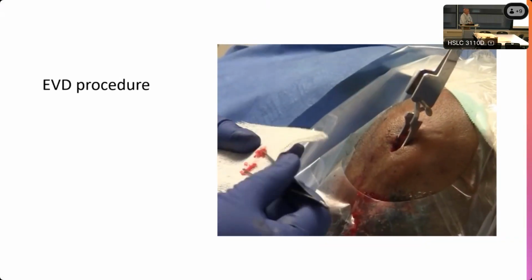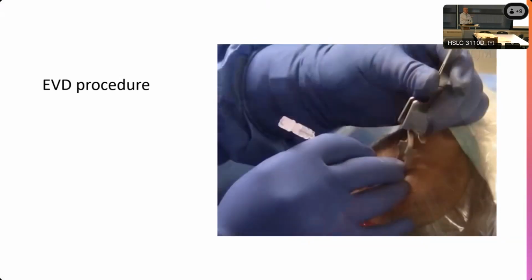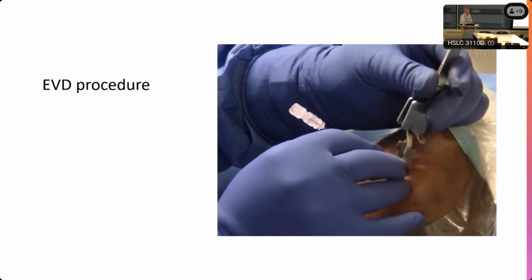Remove any loose pieces of bone with the forceps. You can also irrigate this out. Pierce the dura at multiple points with the spinal needle.